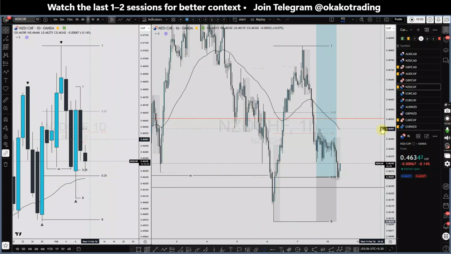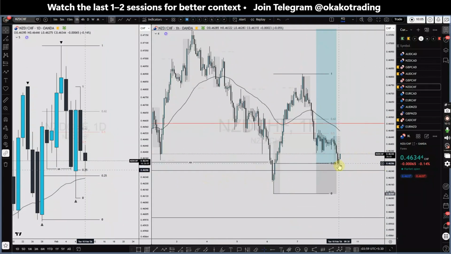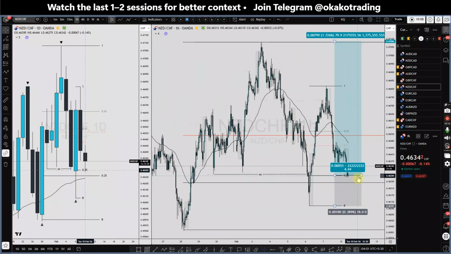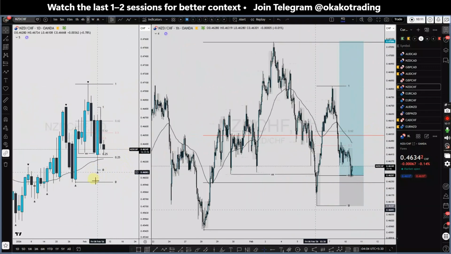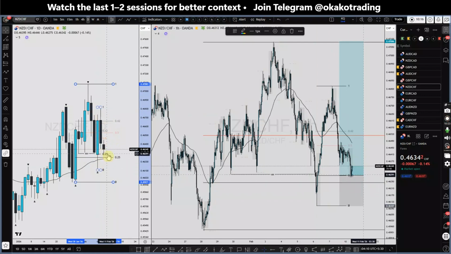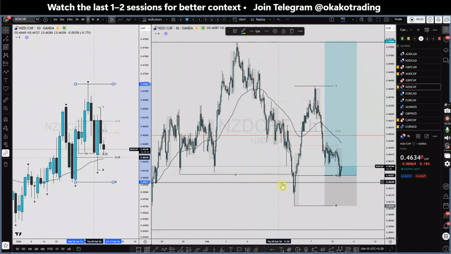NZD CHF. Okay, I'm long in this one. The position is triggered. I was holding a limit order here. It looks like a low probability setup, and the reason is pretty clean. Even though we are actually bouncing from the discounted range, we are currently into a discounted range of this daily impulsive move, and the setup is clean. A beautiful sweep of liquidity, then a breakout structure, leaving fair value gaps.